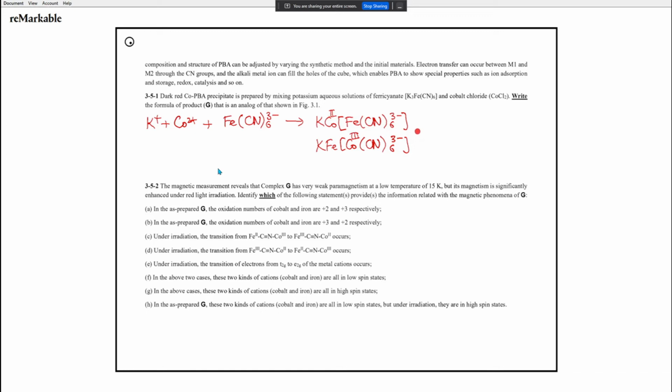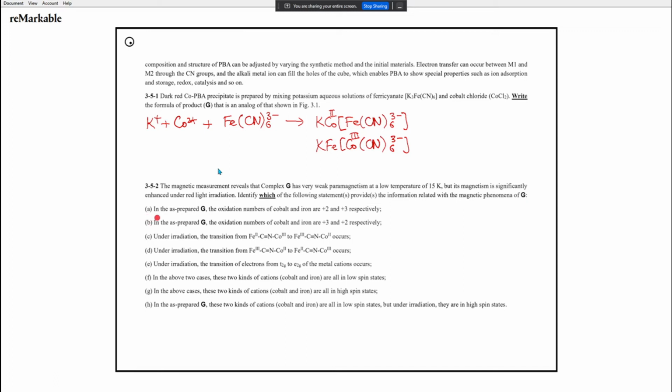But then the next question implies that something might be happening, because you are given possibilities. Now we are checking the magnetic properties of that complex, and it has a very weak paramagnetism at low temperature, but its magnetism is significantly enhanced under red light irradiation. Oh, that's it. So with the red light, we're actually changing something here. So identify which of the following statements provides information related to the magnetic phenomena of G. And now we have to decide.